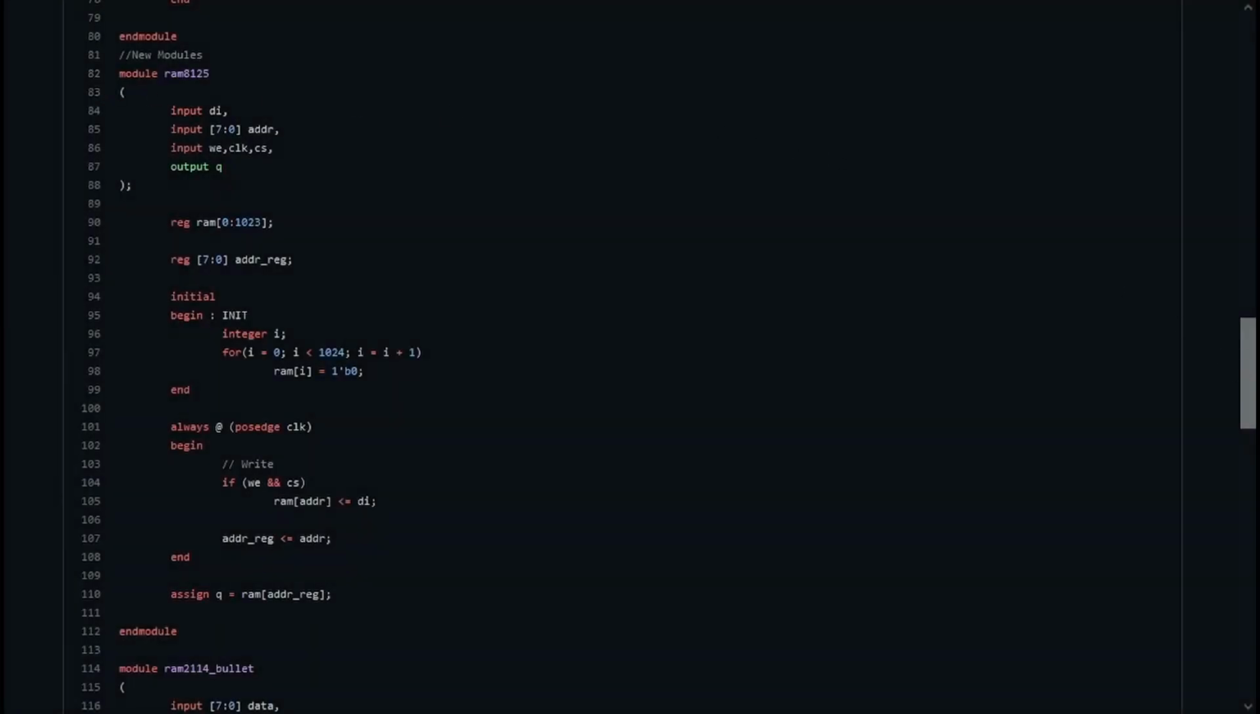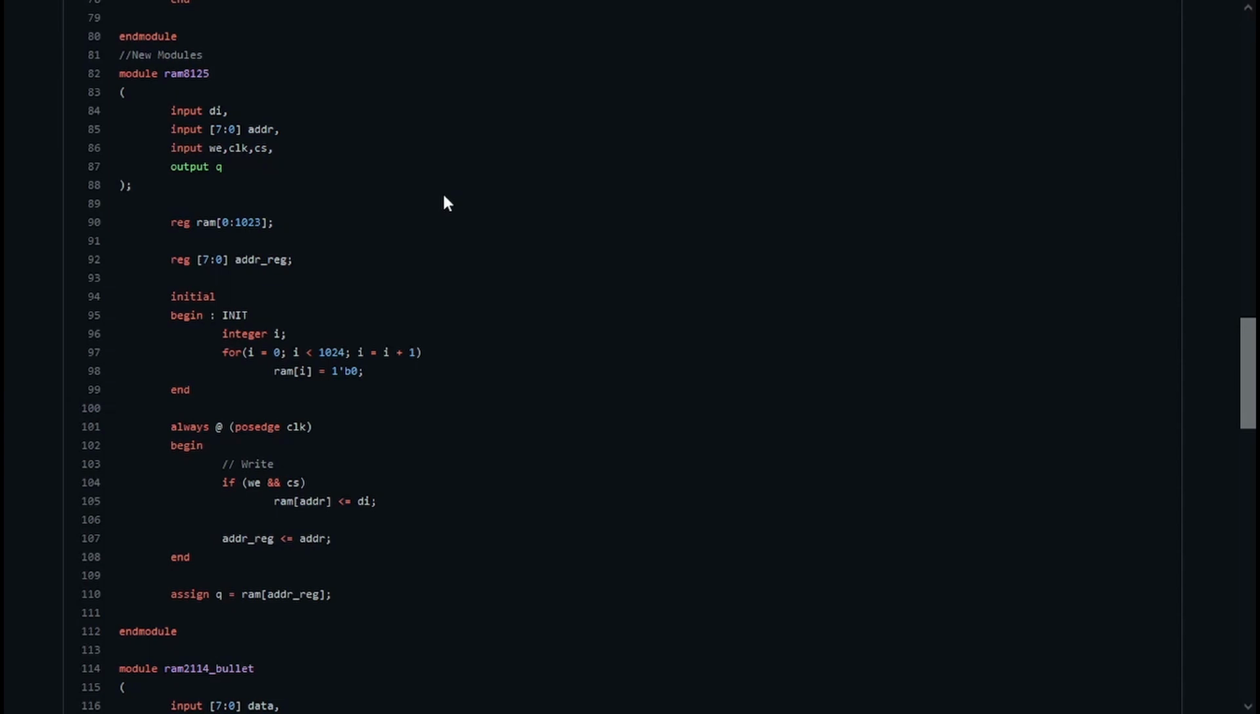And then we have this module RAM 8125, which is that 1024 by 1 bit RAM. This is actually no different at all to the other RAMs we've had. It's just smaller size. I think we had 2K RAMs, this is 1K.